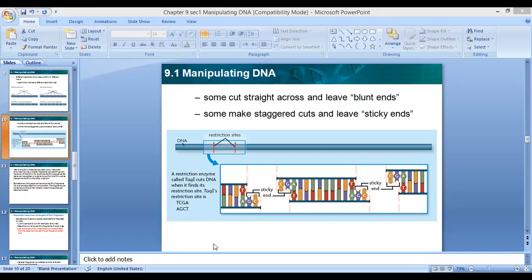Some cut straight across and leave a blunt end, and some make a staggered cut and leave a sticky end. So which one is more useful, do you think? The cut with the straight blunt end, or the cut with the staggered end that has sticky ends? I think the second one. Second one, bravo.